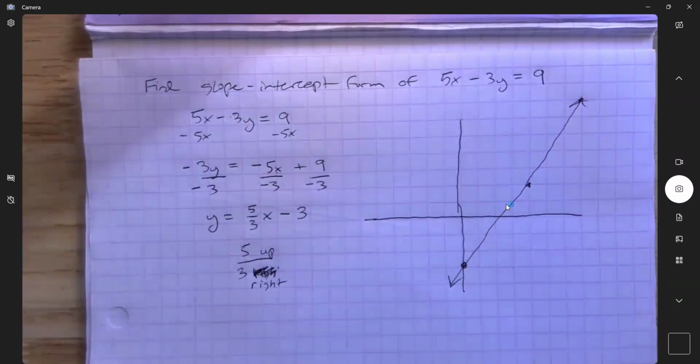All right, that's the basics of slope-intercept form. There's a lot more to say about it. That'll come in another video.